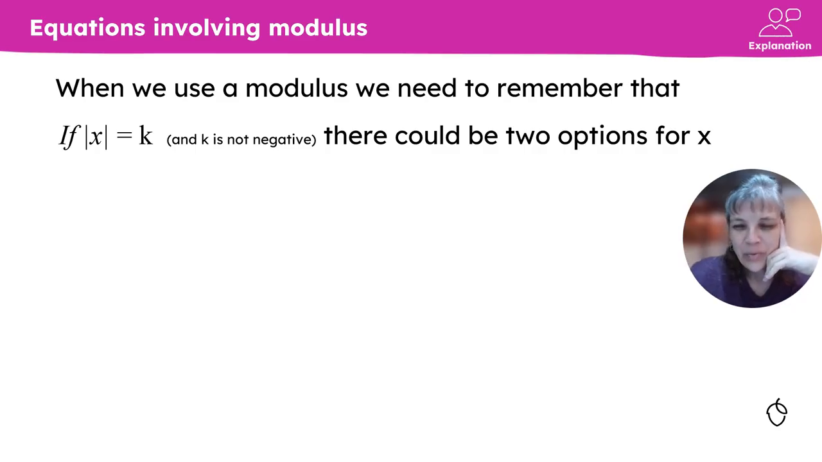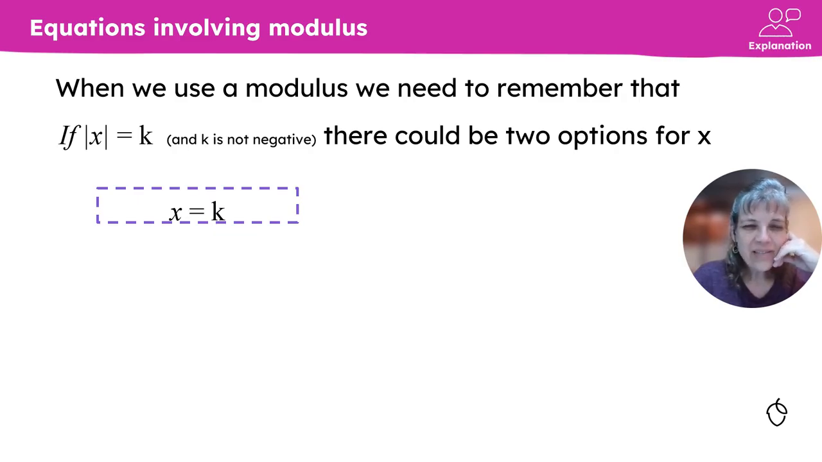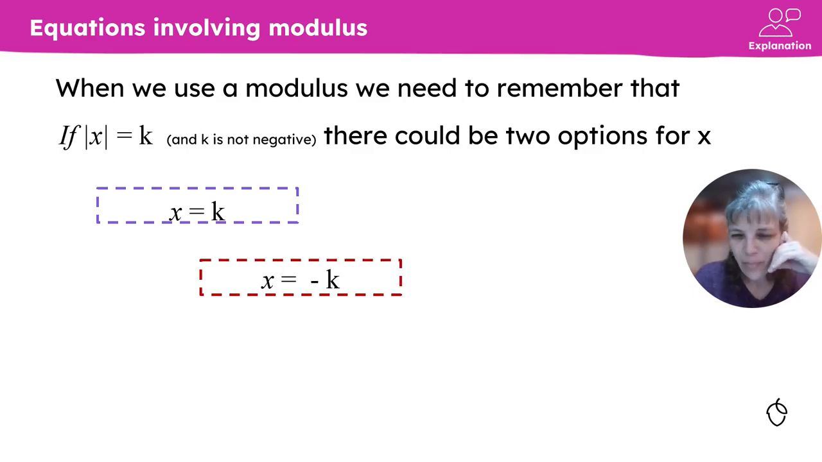All right, let's carry forward. What else do we need to know when we're dealing with a modulus? What we need to remember is that when we use a modulus, there could be two options for the x. So if I have something in a modulus equals k, and let's just assume k isn't negative because that gets confusing and isn't the situation we're going to think about, there are two options for x. Either x equals k, or x actually equals the opposite of k, and the modulus sign changed it.